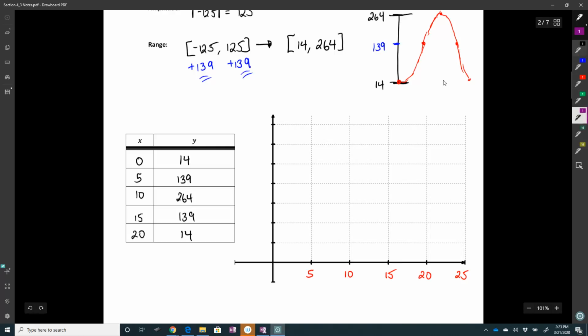Now to label this a little bit better, I'm going to go by 40s. And we can label. So the first point is 14, somewhere down here, making the points pretty big so I can generalize. 5 is 139, it's about right there. 10, 264.